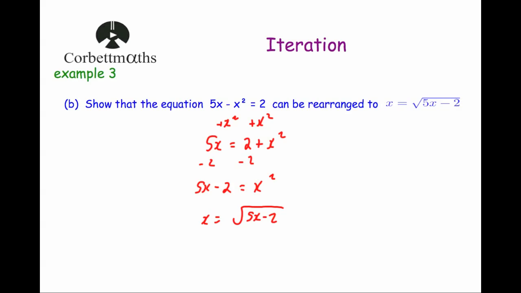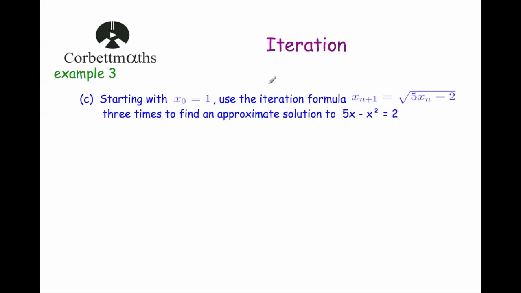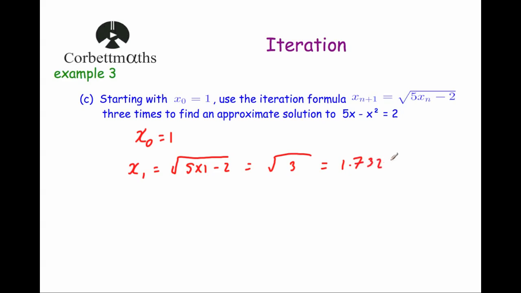Okay, and part C. Part C says we've now got to use the iteration formula, which is the easy bit really, where we're just going to put 1 in, get our answer, put that in, and so on and so on. So we know that x0 equals 1. Well, x1 will equal, putting the 1 into the iteration formula, the square root of 5 times xn, minus 2. Well, x0 is 1, so it's just going to be 5 times 1. Remember, just plug in the 1 in here, and then take away 2. And that will be the square root of 5 times 1, which is 5, take away 2, which is 3. So it's going to be the square root of 3, and that will be 1.7320508008, and so on. Okay, so that's our x1.